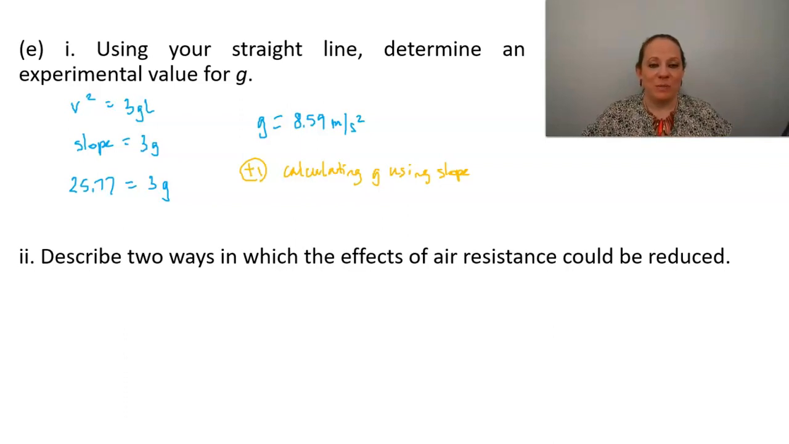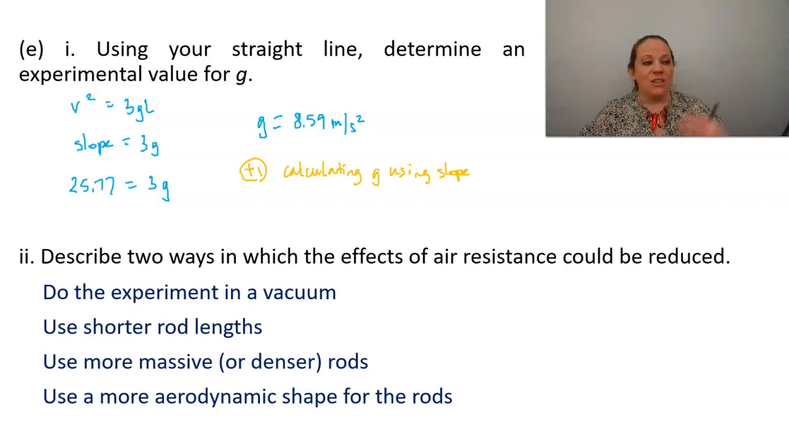And finally, E part 2. Describe 2 ways in which the effects of air resistance could be reduced. There are a number of ways that air resistance could affect this data. So, a few that were suggested in the scoring guidelines are to do the experiment in a vacuum, use shorter rod lengths so that you have less length of the rod that has to cut through the air, so like fewer impacts with air molecules. You could use more massive or denser rods, or you could use a more aerodynamic shape for the rods.